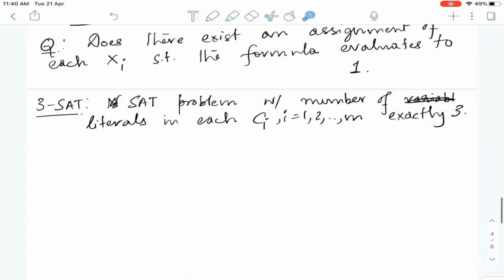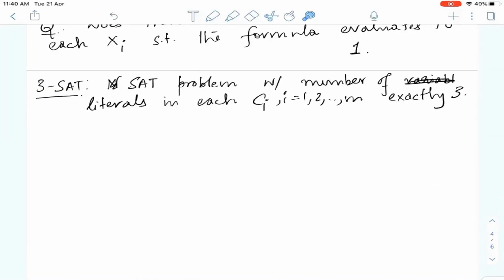Now it turns out that this is as hard as real SAT or vanilla SAT. In fact, you can show that vanilla SAT reduces to 3-SAT. I'm not going to show you this reduction. You can think about it in the privacy of your home. Given an instance of SAT, you can generate an instance of 3-SAT such that a yes here will imply a yes there and a no here will imply a no there.